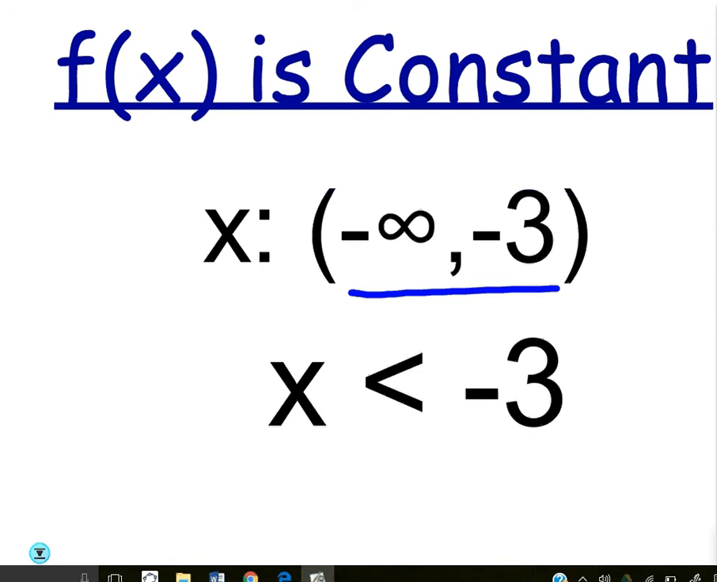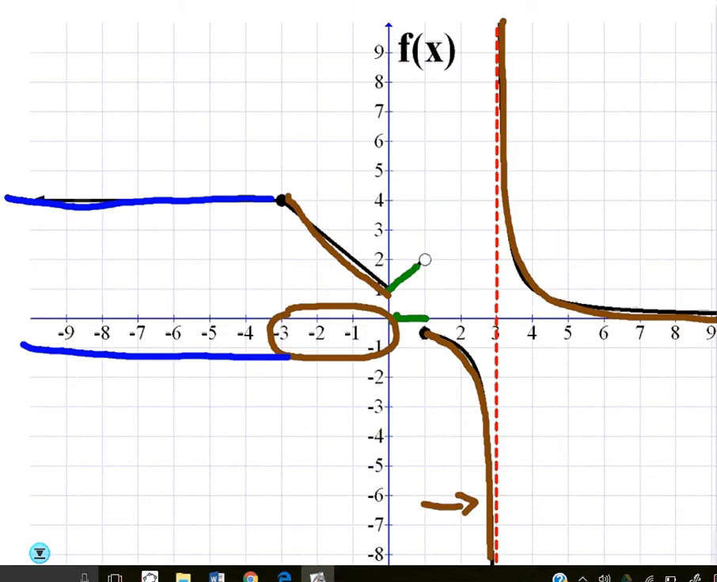And finally, where is the graph undefined? Somebody want to try? Where's the change in f of x undefined? The first point. At x equals what? But there's nothing missing before it or after it. Okay, I'll talk about that.